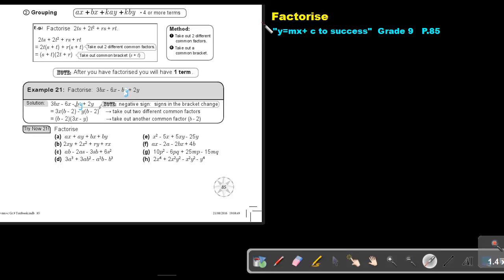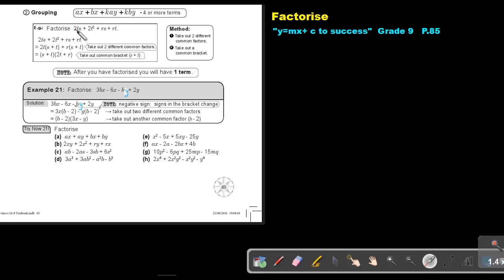Part 9. We are going to continue with factorize and we are going to focus on grouping. You will find this on page 85 in the Namibia Mathematics Grade 9 textbook, y equals mx plus c to success. Now, grouping will usually have 4 or more terms, like 4 or 6 or 8. It will not have less than 4 terms.